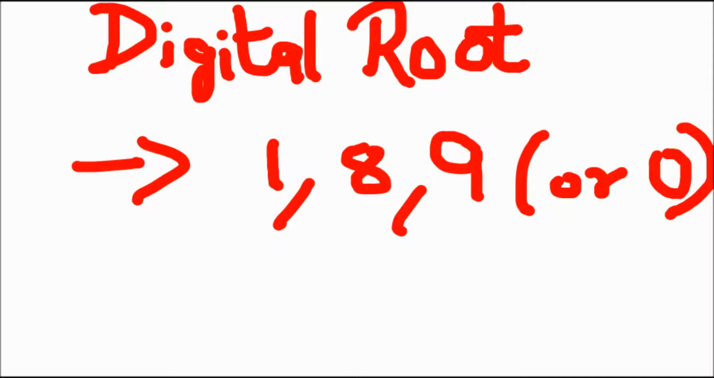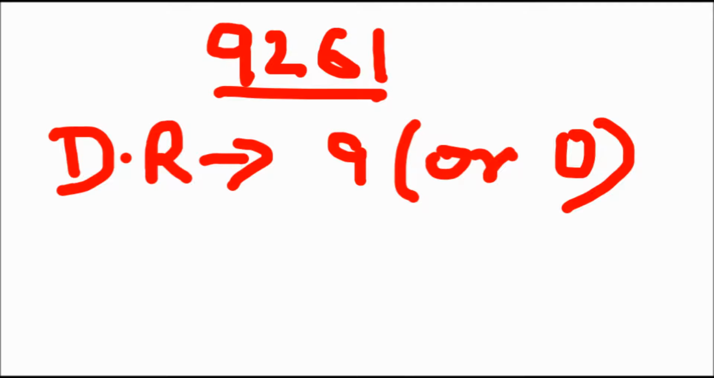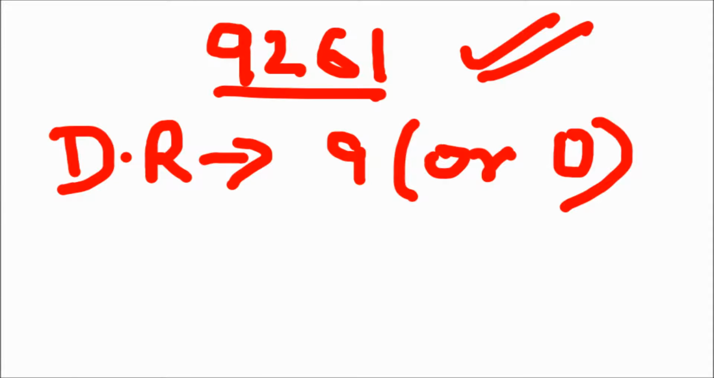So let me discuss this with an example. In case I have to check whether this number 9261 is a perfect cube or not, what I would do is simply check its digital root. Its digital root comes out to be, say, 9 or 0 maybe. So I conclude that this number 9261 is a perfect cube. As simple as that. So basically you have to find the digital root.